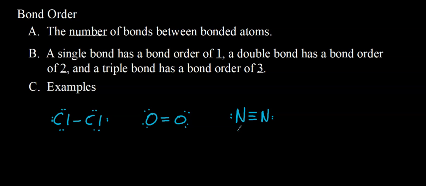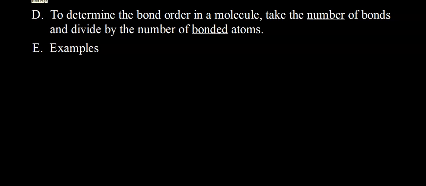Like I said, it gets a little bit more complex if the molecule or polyatomic ion contains more than just 2 atoms. So here's how it works. To determine the bond order in a molecule where you have more than 2 atoms, you're going to take the total number of bonds in that molecule or polyatomic ion, and it works for polyatomic ions as well, and then divide that by the number of bonded atoms.